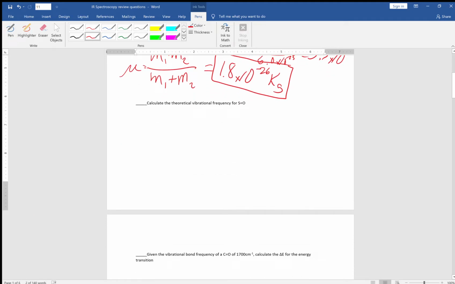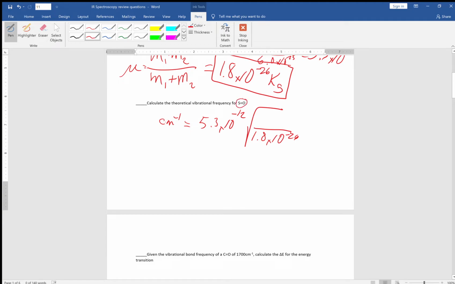Calculate the vibrational frequency of a sulfur-oxygen double bond. The vibrational frequency in reciprocal centimeters is 5.3 times 10 to the minus 12th square root of the bond constant divided by the reduced mass, which we had previously calculated at 1.8 times 10 to the minus 26th for oxygen and sulfur.